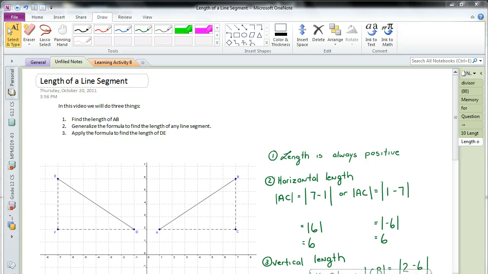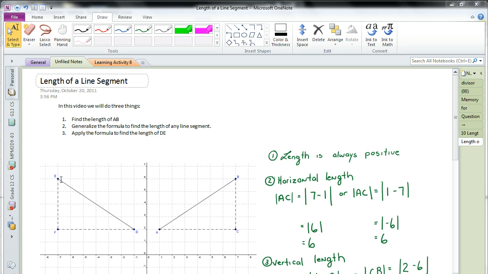In this video, we're going to do three things. We're going to first find the length of line segment AB, which is right here. The next thing we're going to do is generalize the formula to find the length of any line segment. And finally, we're going to use that generalized formula to find the length of line segment DE, which is right there. So let's dive right in, shall we?